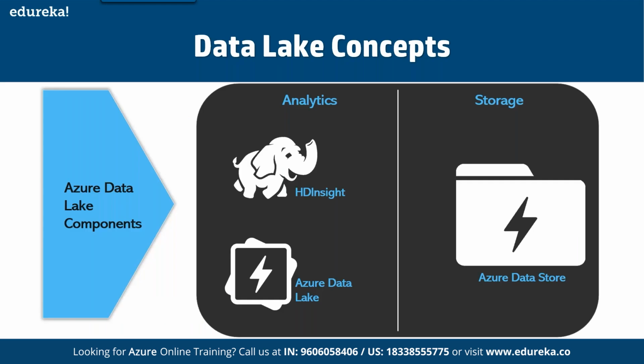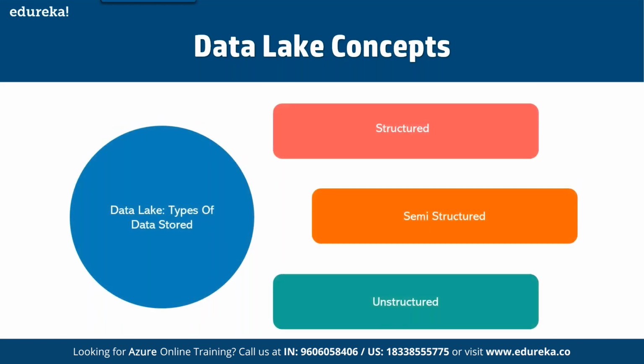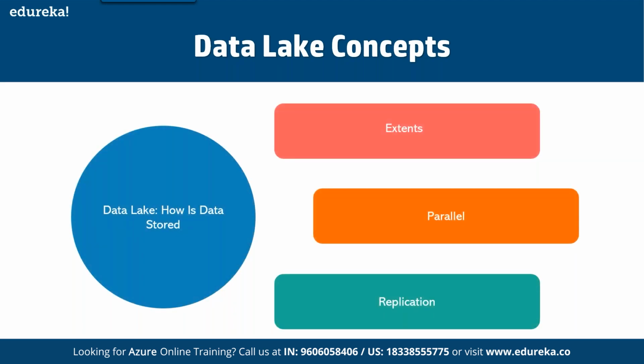And the next one is that it's going to have structured data. With the help of data lake, it's not that you can only store structured data. It supports all kinds of data: you can store structured, unstructured, and semi-structured data. Now, how is data stored? It can be stored in extents and vertices. It can support parallel read and write operations, and it also supports replication of data. So guys, that's it.